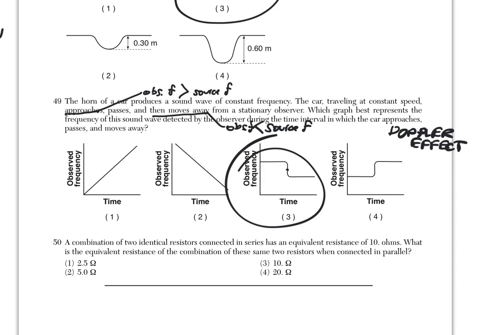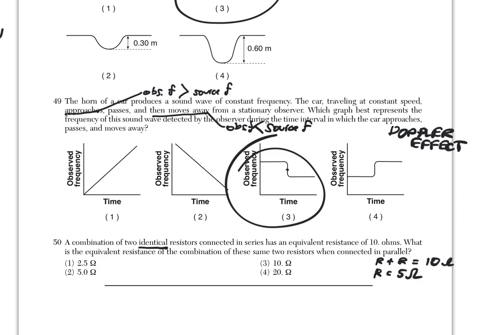Okay, and then 50, this is 2 identical resistors, they are the same, connected in series is 10 ohms. So for series, you add them up. So R plus R is equal to 10 ohms. It says, what is the equivalent resistance of the combination of the same 2 resistors when connected in parallel? So if R plus R is 10 ohms, then each resistor has to be 5 ohms, right?